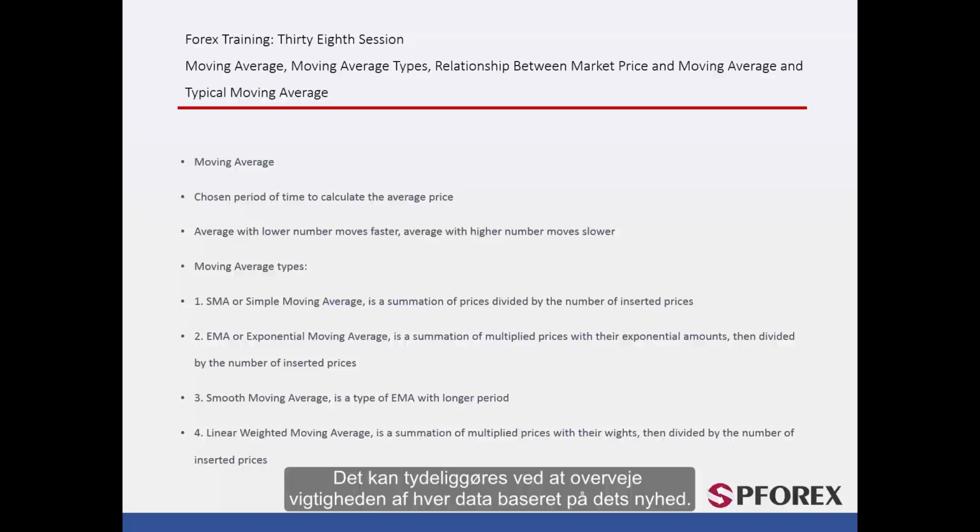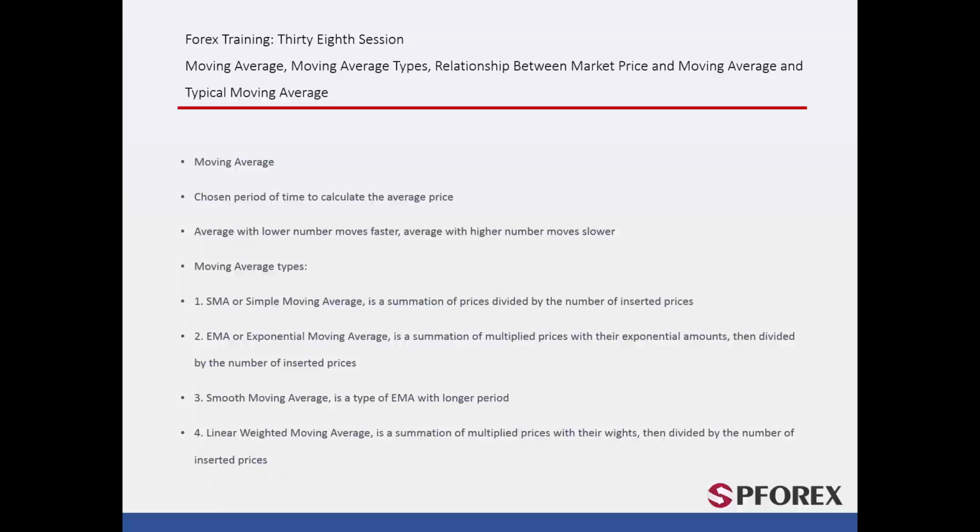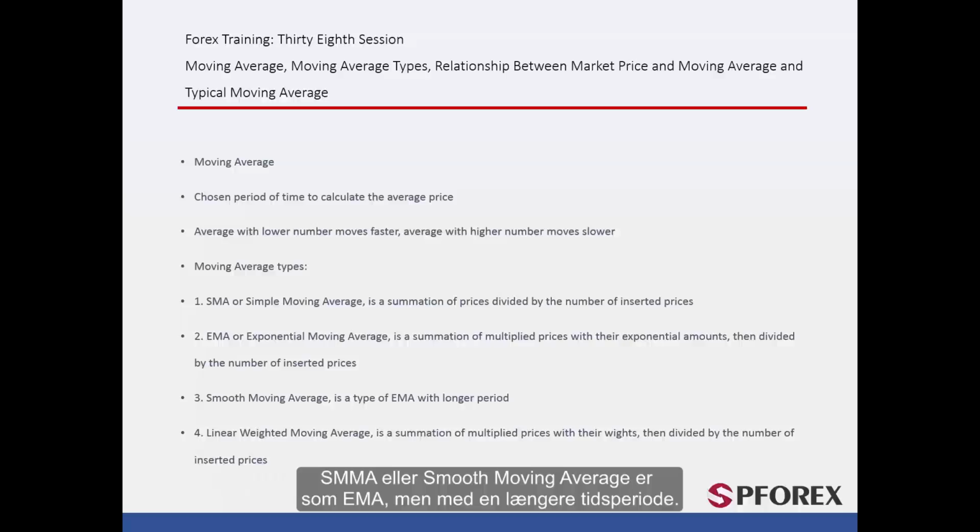It can be classified by considering the importance of each data based on its novelty. The latest news have a more significant effect on a market compared to earlier news. It has more rapid movement than the SMA. SMMA, or smooth moving average, is like EMA, but with a longer period of time. Due to a longer period, SMMA has more gentle movement than the EMA.